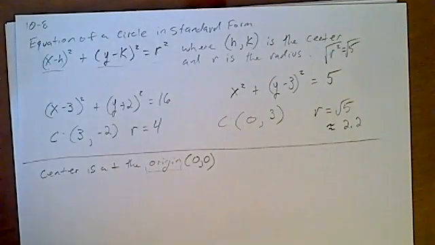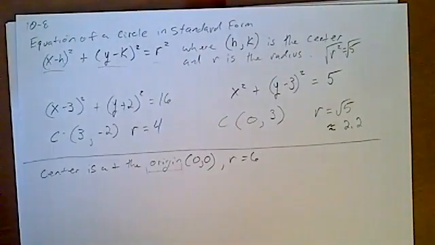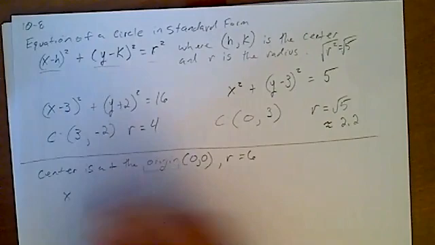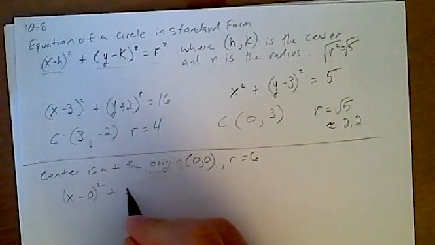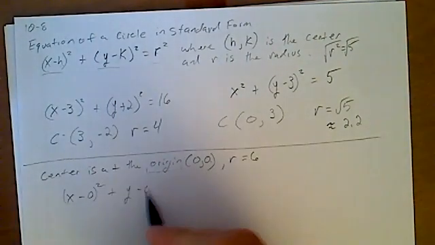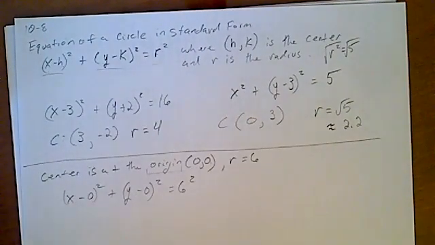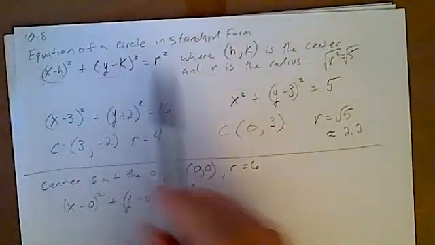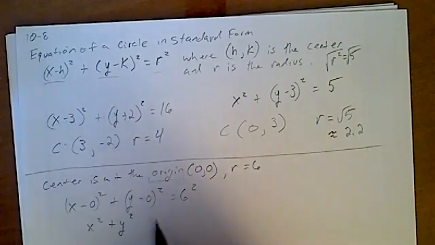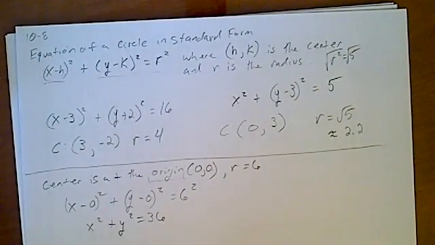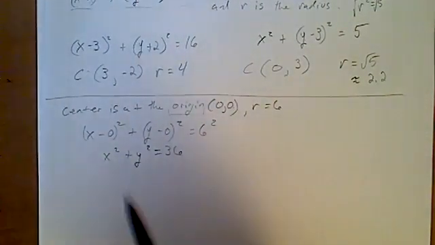And what if I told you that the radius is 6? Well, we fill this in. So we have x minus h, which is 0 squared, plus y minus k, which is also 0 squared, equals 6 squared, the radius squared. It's just filling it into this equation. X minus 0 is just x. We have x squared plus y squared equals 36. So a circle at the origin will always just look like x squared plus y squared, and then the radius squared.